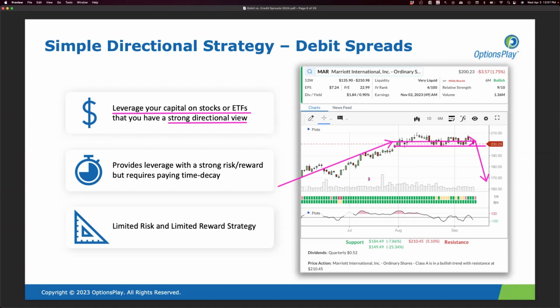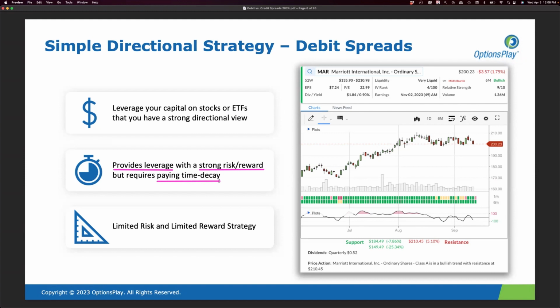This could be because earnings are coming up, or maybe because the economy is not doing well, and you think this is the type of stock that's going to underperform in that type of environment. Whatever your reasons are, debit spreads are for when you believe that the stock is going to make a fairly significant move in a short amount of time. What the debit spread strategy allows you to do is leverage your capital and provide you with a very strong risk reward, but it requires you to pay time decay, meaning the value of the option will decay each day you hold on to it. That's going to work against you.